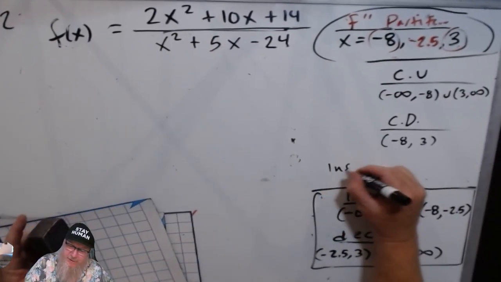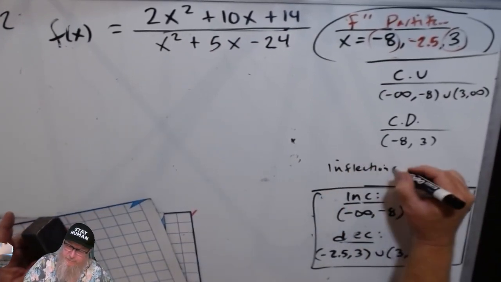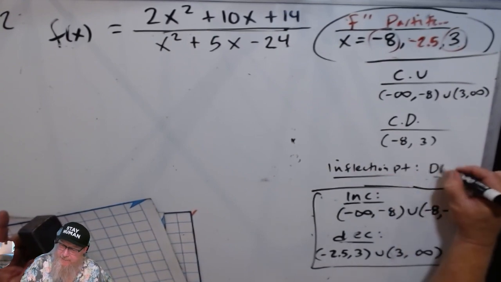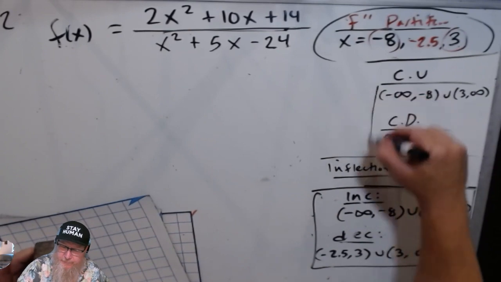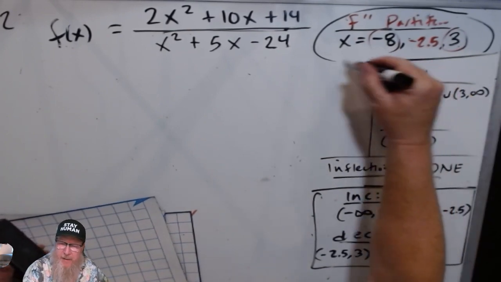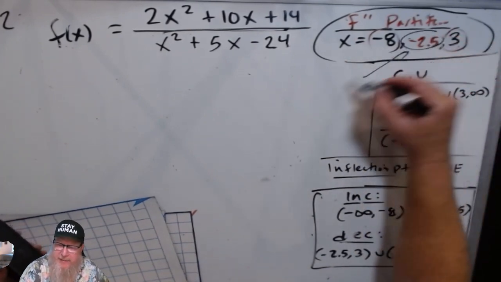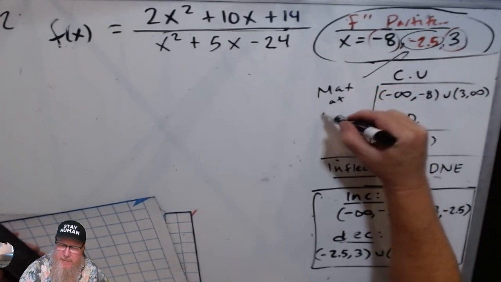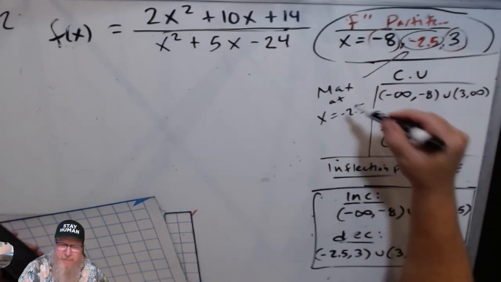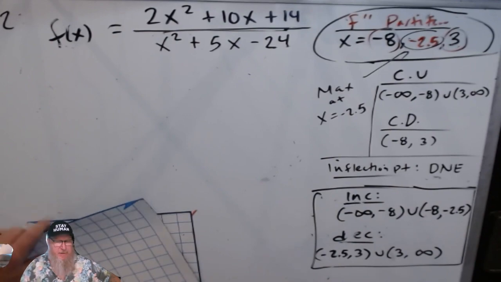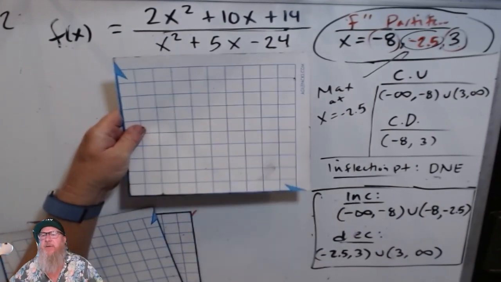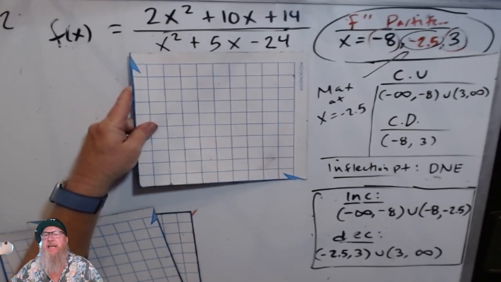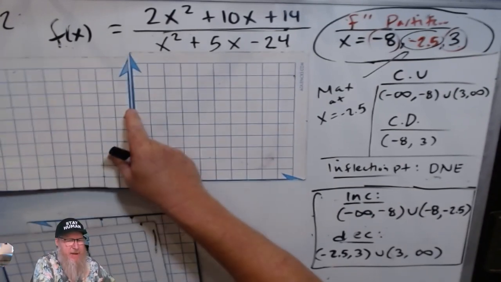And then inflection point is DNE. So there is no inflection point. All right. Oh, and we have a max at negative 2.5. Now, if we need y values, the one thing you should never erase is the original function, because you might need it at the end to find your y values for your graph.